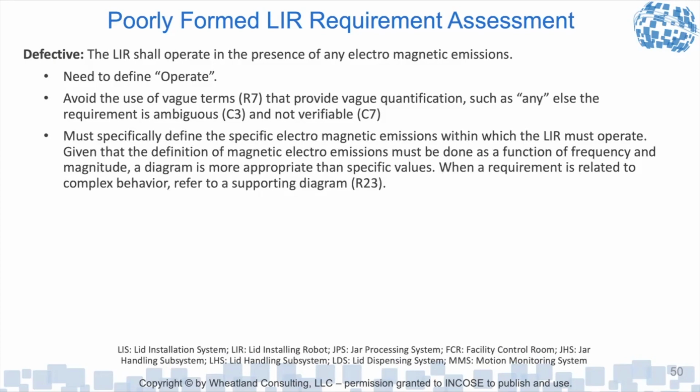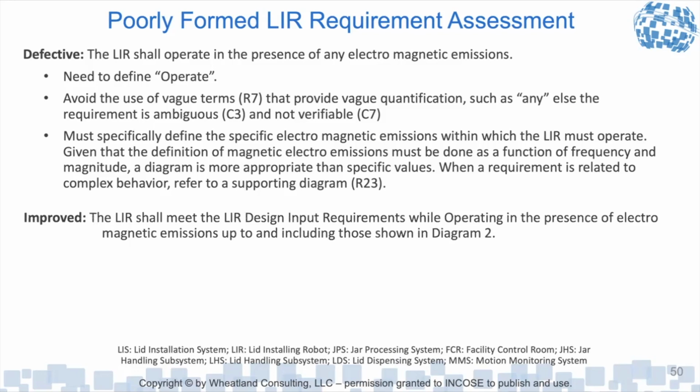We must define the specific electromagnetic emissions within which the LIR must operate. Given the definition of electromagnetic emissions must be done as a function of frequency and magnitude, a diagram is more appropriate to the specific values. When a requirement is related to complex behavior, it's a good practice to refer to a supporting diagram as talked about in Rule 23. The improved version of this: the LIR shall meet the LIR design input requirements while operating in the presence of electromagnetic emissions up to and including those shown in diagram 2.